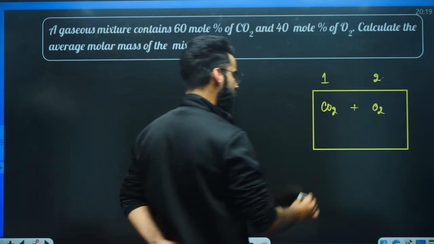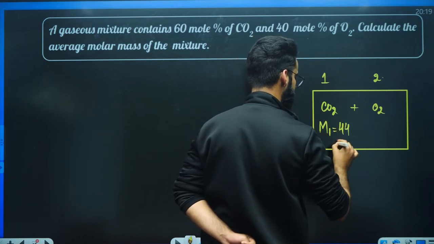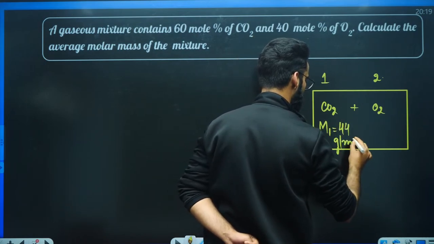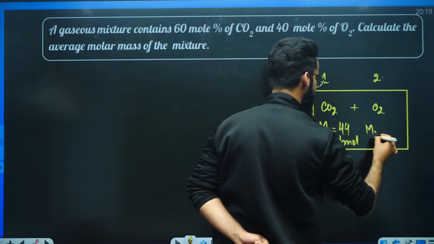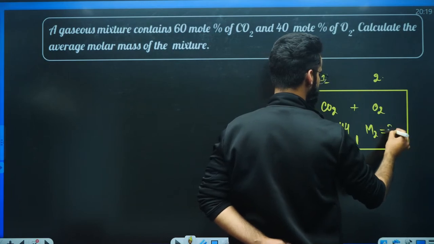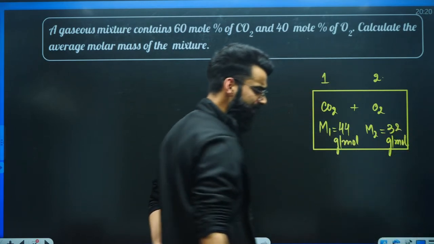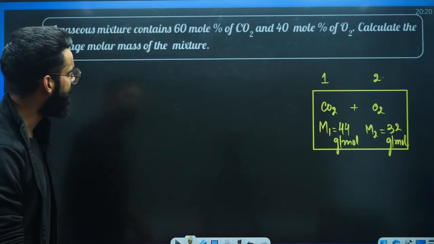First, if I ask you what is the molar mass of carbon dioxide, you will say it's 44 grams per mole. What is the molar mass of O2? Molar mass of O2 is 32 grams per mole, right? This is something which every one of you will know.